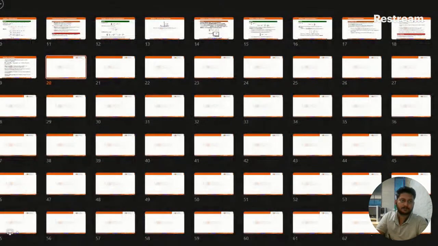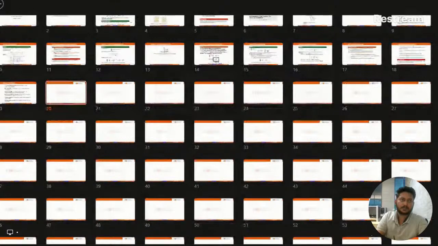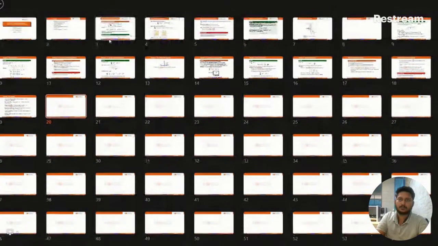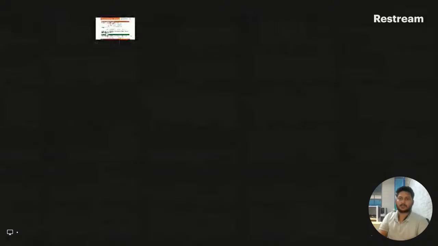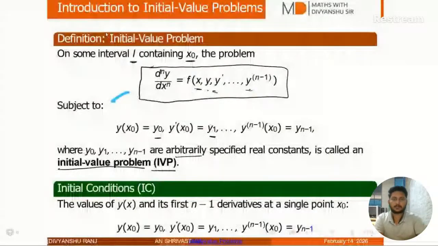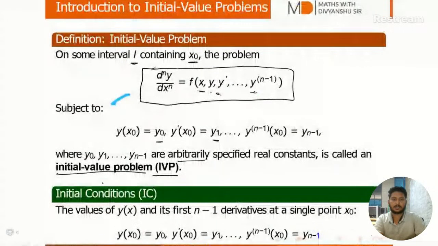Now come to my first slide. What I'm trying to say to you, yeah, here is the content. So these are the arbitrary specified real constants, and that is called an initial value problem. Basically it is divided into two categories. First is the first order initial value problem, and second is the second order differential initial value problem.